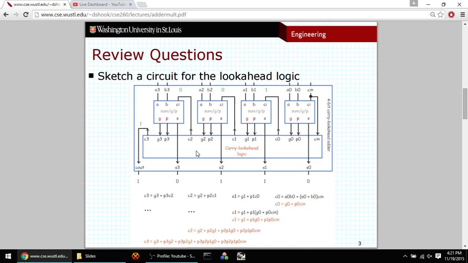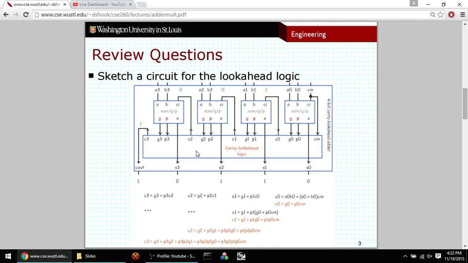So where does the simplification come in? So far, it looks like I'm actually just doing the same thing as a carry ripple, where I have to wait for this to be computed in order to generate the next value, right? It seems like I'm not gaining any extra time. What's the big deal with this carry lookahead adder?